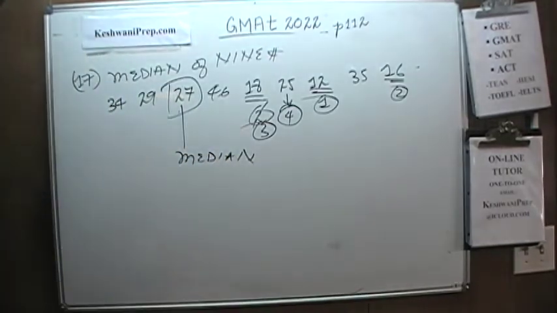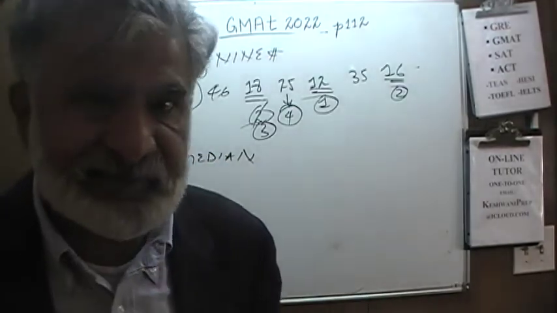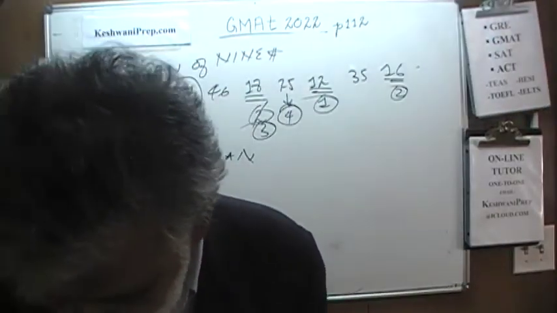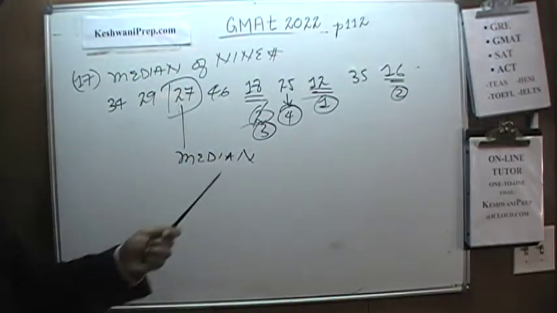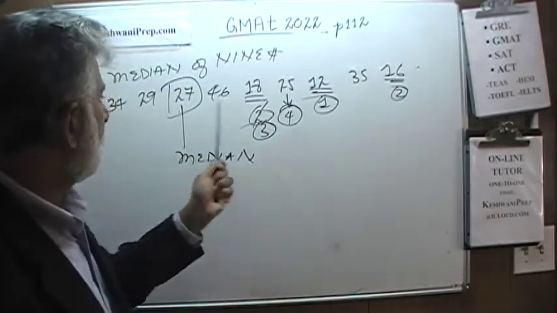Because that's the 5th observation. What are the 6th, 7th, 8th, and 9th observation? We really don't care. The median is 27, because that's the 5th observation. 1, 2, 3, 4, that's the 5th one.